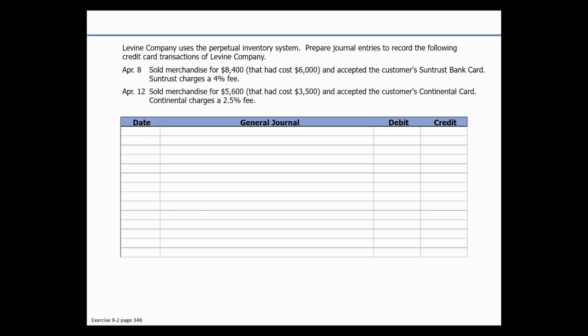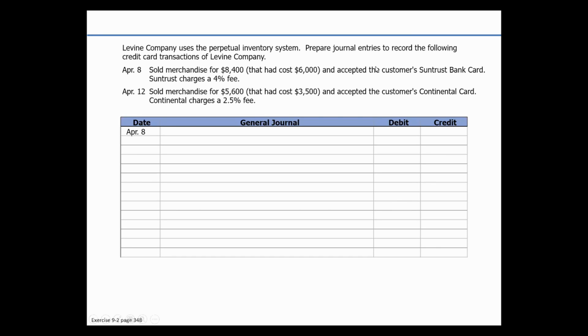So now we're going to talk about how do we account for credit card sales. Levine Company uses the perpetual inventory system. So we're going to prepare the journal entries to record the following credit card transactions for Levine Company. And so the first one is they sold merchandise on April the 8th for $8,400, and the merchandise had a cost of $6,000, and accepted the customer's SunTrust bank card. And SunTrust Bank charges a 4% processing fee. And then we sold merchandise again on April the 12th for $5,600, had a cost of $3,500, accepted customer's Continental card. Continental charges a 2.5% fee.